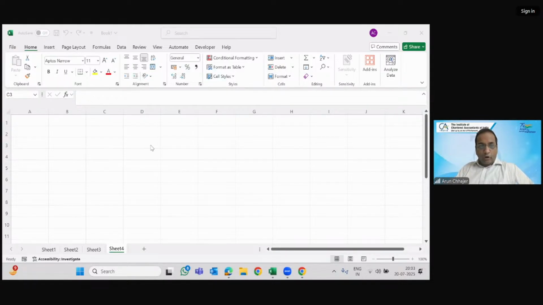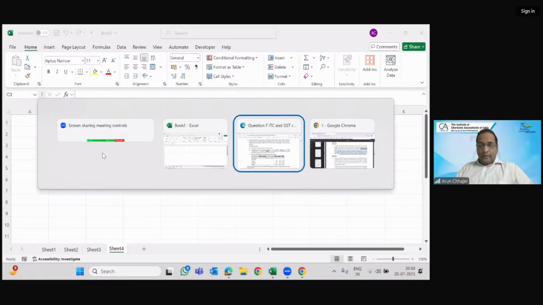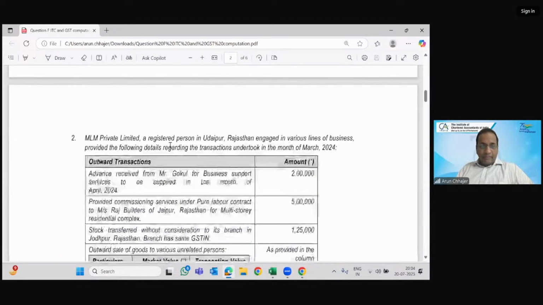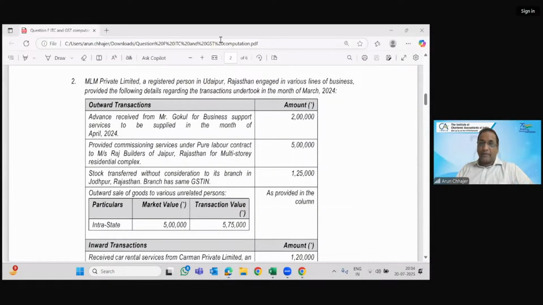ठीक है, कोई और डाउट है किसी का? ठीक है, एनी डाउट? नहीं सर, चलो आगे बढ़ते हैं. लेट्स टेक वन मोर क्वेश्चन. MLM प्राइवेट लिमिटेड, बहुत सारे क्वेश्चन थे यार. I'm unable to complete.